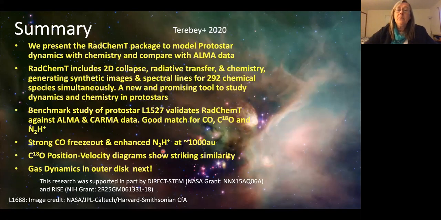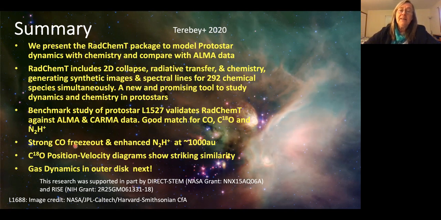So to summarize, we present the RadChemT package to model protostar dynamics with chemistry and compare with ALMA data. We've included a 2D collapse model, radiative transfer, and chemistry. We generate synthetic images and spectral lines for 292 chemical species simultaneously. Our benchmark study for L1527 validates RadChemT against ALMA and CARMA data, and we find a good match for CO, C18O, and N2H+.